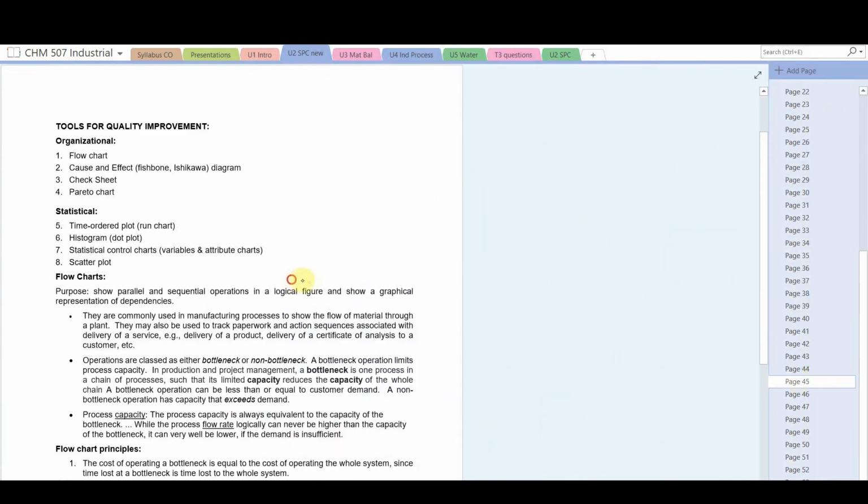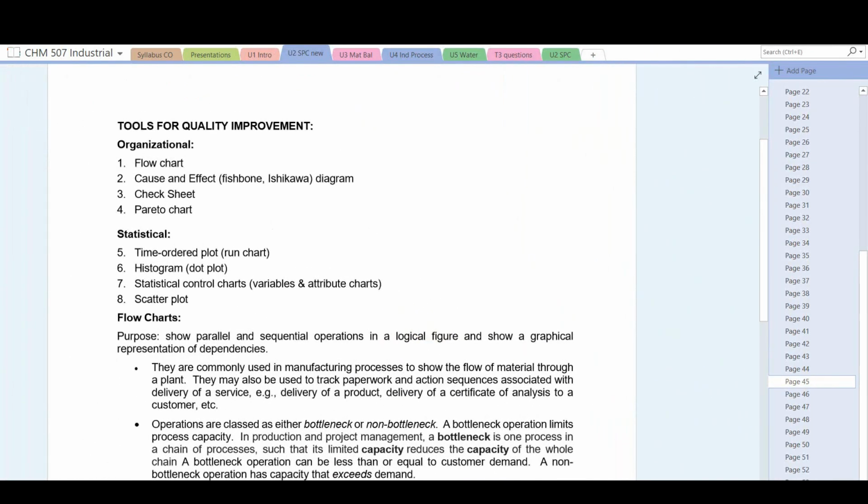On page 45 and following, there's a discussion of some additional tools used for quality, flow charts, cause and effect diagrams, check sheets, Pareto charts, and such. This I'm going to leave you to read. There's no worked examples or calculations for it. It's pretty straightforward. So do your best with it, and that'll be it for the chapter on SPC.